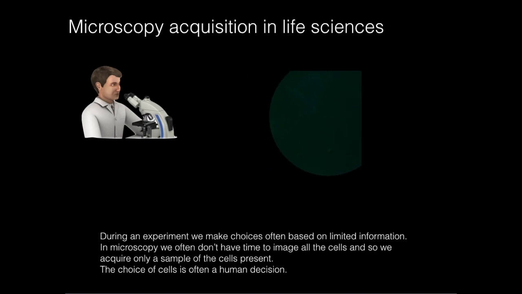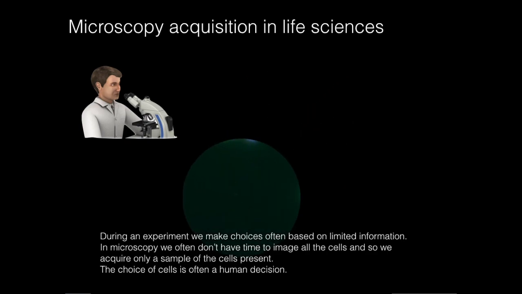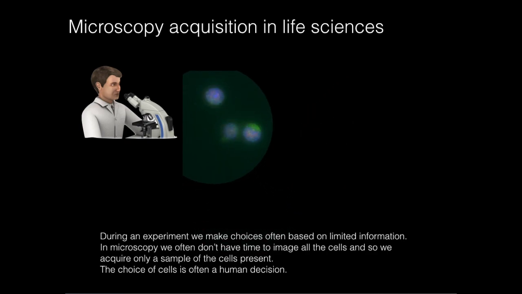There we go. So when you look down the microscope, you look for the cells and you kind of pick the ones that you think are right. And what that decision process comes from is a little bit arbitrary. There's a lot of potential for bias in that process.